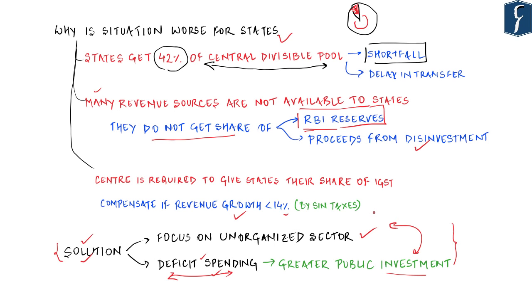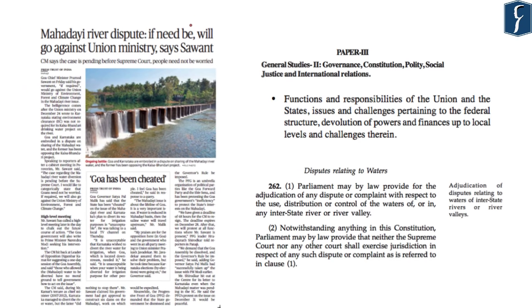Let's now move on to the next article. This next article has been published on page number 7. Mahadai River dispute, if need be, will go against Union Ministry, says Sawant. Now, this article talks about the river dispute regarding river Mahadai between Goa and Karnataka.